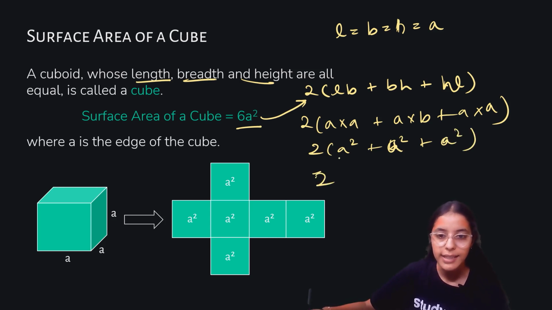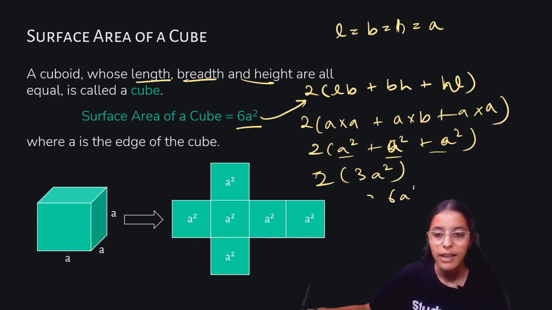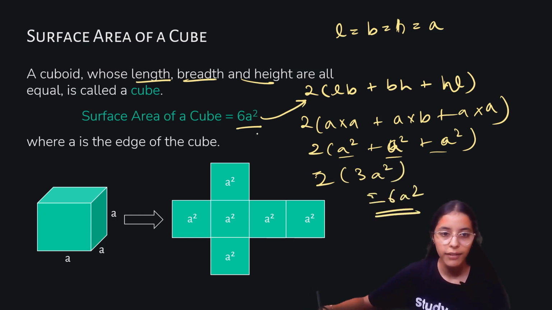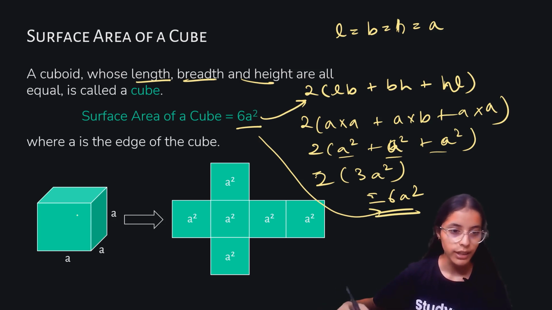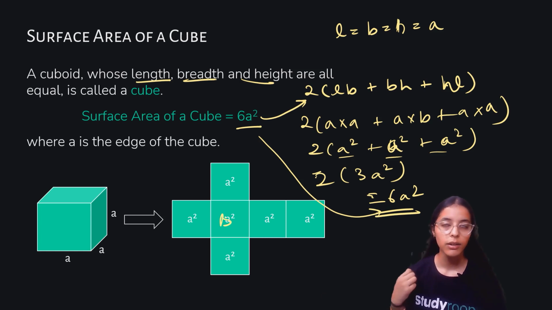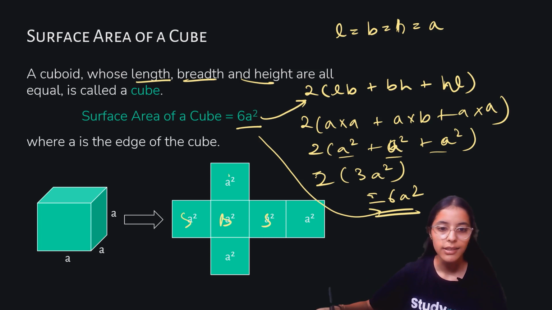And we can see these are like terms, so we'll add these up, and we'll get 6A squared. So this is how we find out the area. We have derived how to find the surface area of a cube. It is similar to a cuboid, and here all the sides are equal. With the same comparison to the cuboid, this is our base, these are our side ends, this is our front, this is our bottom, this is our back end, and this is our top.